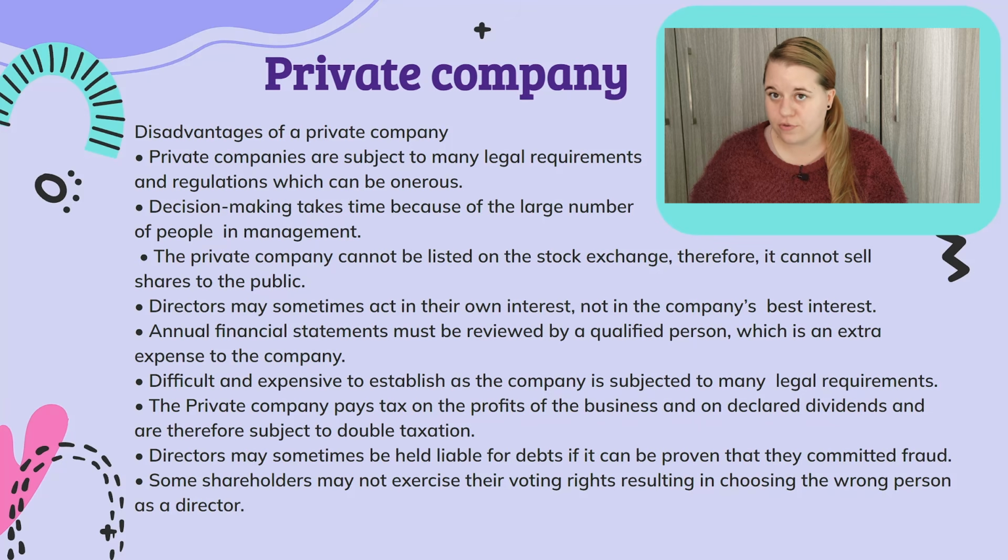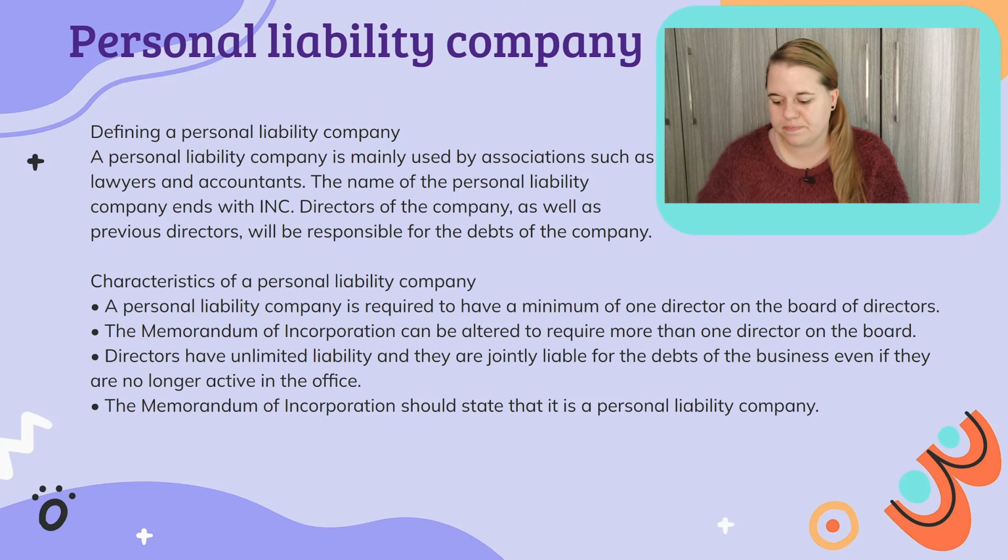Directors may sometimes be held liable for the debts if it can be proven that they have committed fraud. Some shareholders may not exercise their voting rights, resulting in them choosing the wrong person as a director. So not everyone is forced to vote for the director, so sometimes the director might be the wrong person. And if we go a couple of bullets up, it says directors may sometimes act in their own interest and not that of the company.